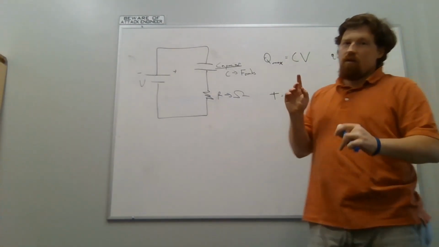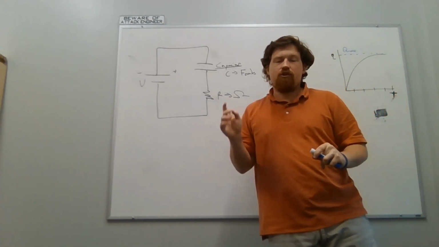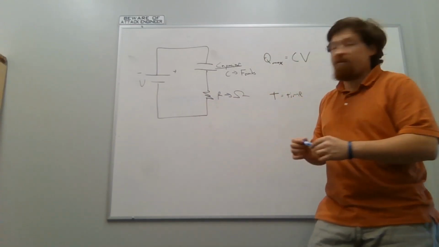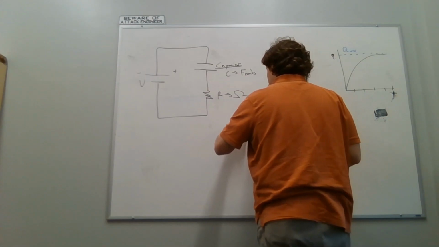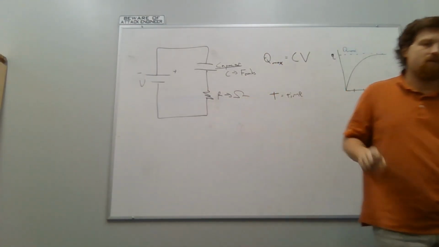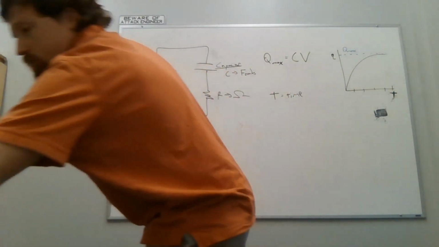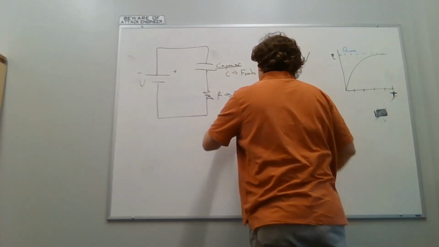So, the charge level of a given capacitor, the charge level, that's not my good red marker. Where's my, this one has more ink in it. This is my good red marker.